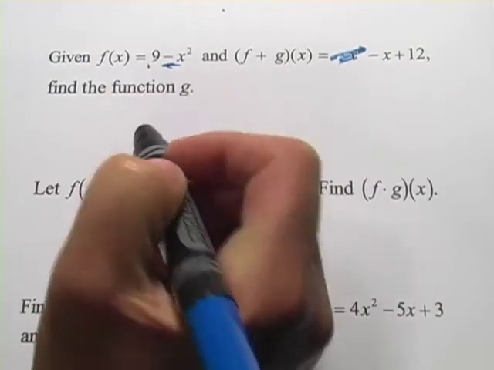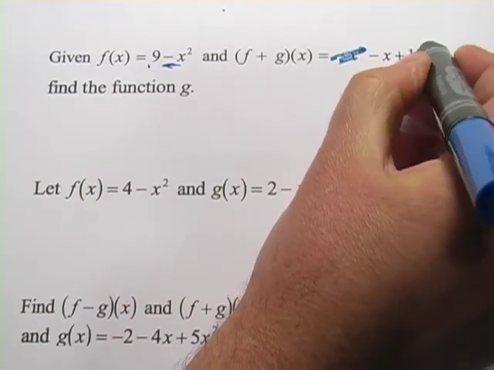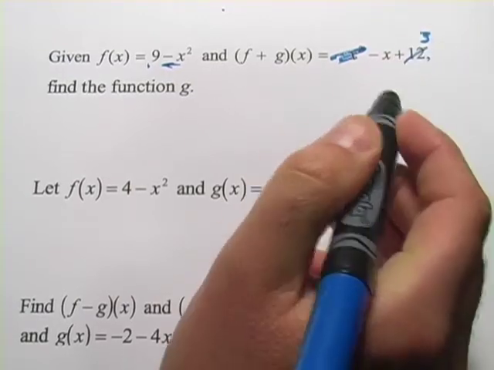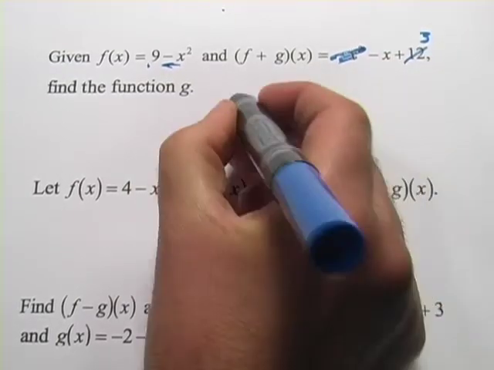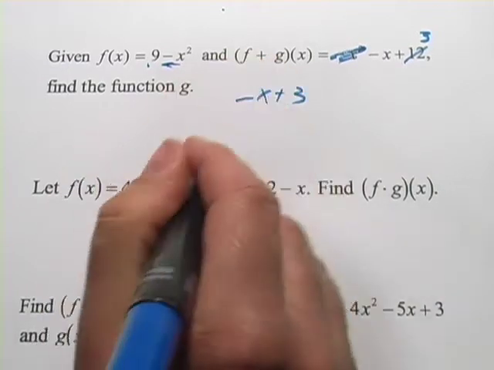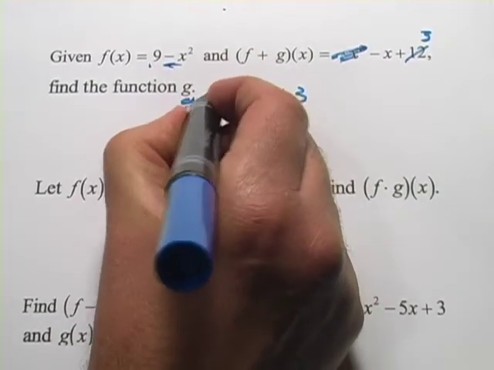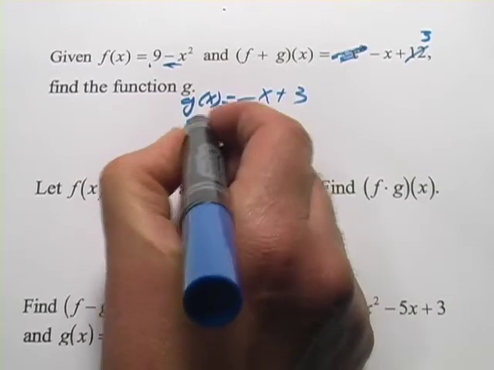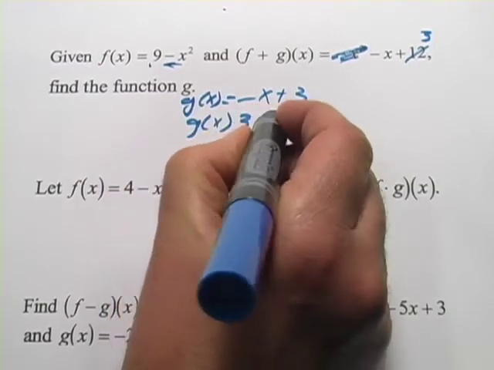Then we have a 9, so I'd subtract that from the 12, and I'd get a 3. And what I get is a negative x plus 3, and that is the function g of x, although it might be written this way, 3 minus x.